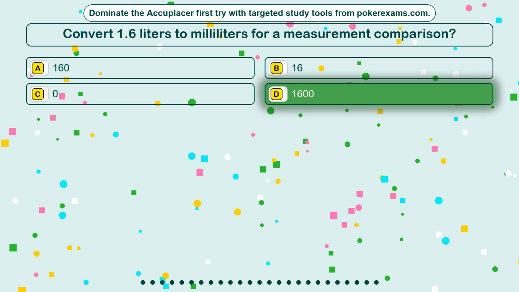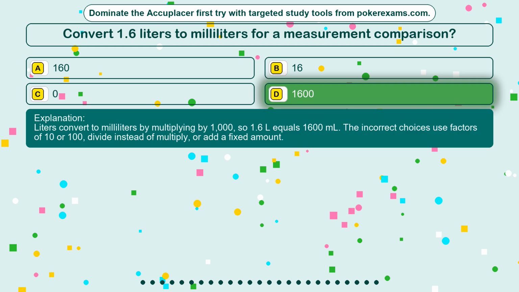The correct answer is option D, 1,600. Liters convert to milliliters by multiplying by 1,000, so 1.6 L equals 1,600 ml. The incorrect choices use factors of 10 or 100, divide instead of multiply, or add a fixed amount.